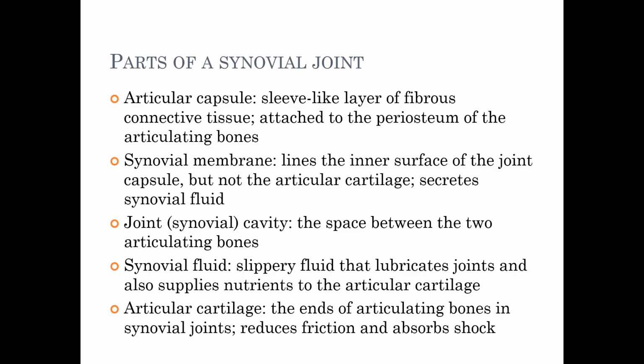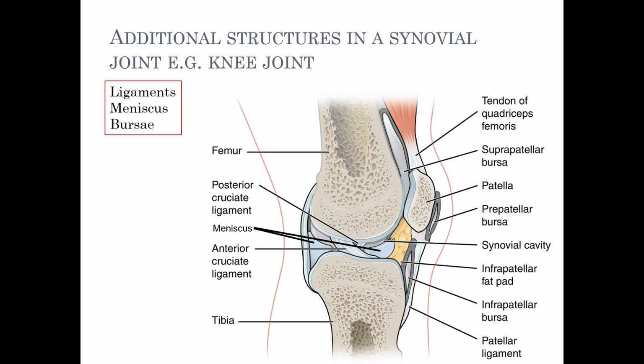The synovial cavity is the space between the two bones, and this contains the synovial fluid. There's also the articular cartilage, which is hyaline cartilage, at the ends of each of the articulating bones, and it reduces friction and absorbs shock. So this is what it looks like in a knee joint.